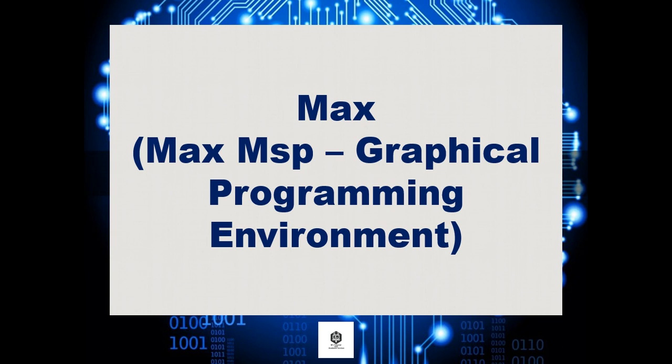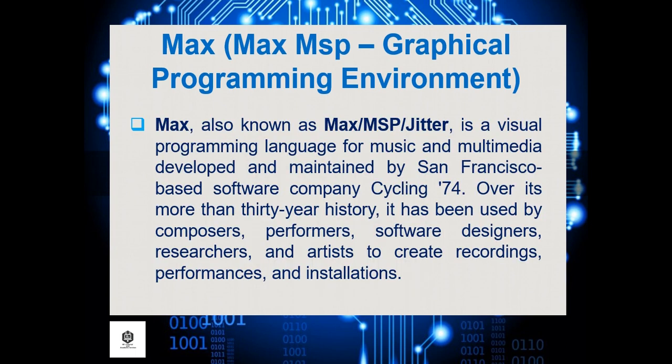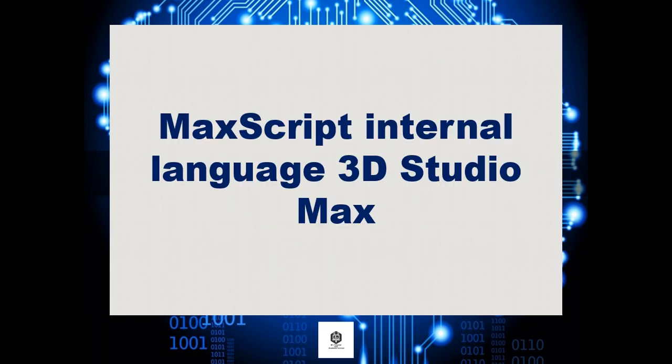Max, or Max/MSP graphical programming environment. Max, also known as Max/MSP/Jitter, is a visual programming language for music and multimedia developed and maintained by San Francisco-based software company Cycling '74. Over its more than 30-year history, it has been used by composers, performers, software designers, researchers, and artists to create recordings, performances, and installations.